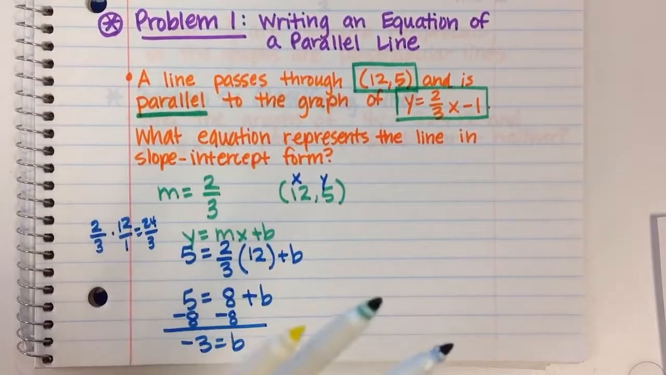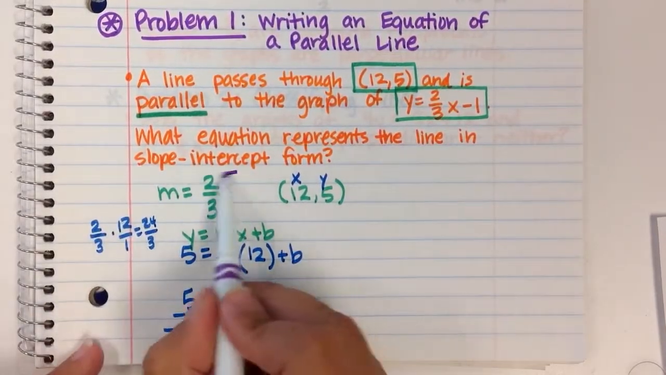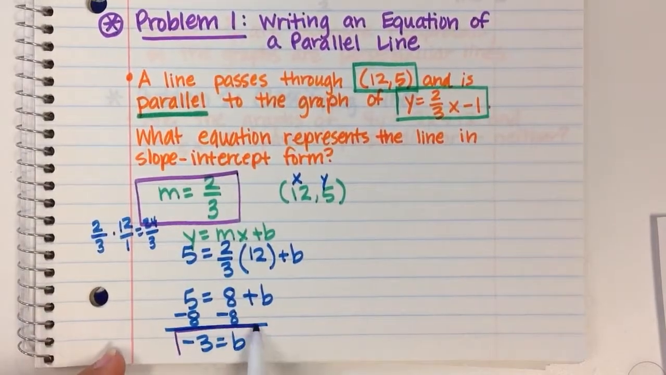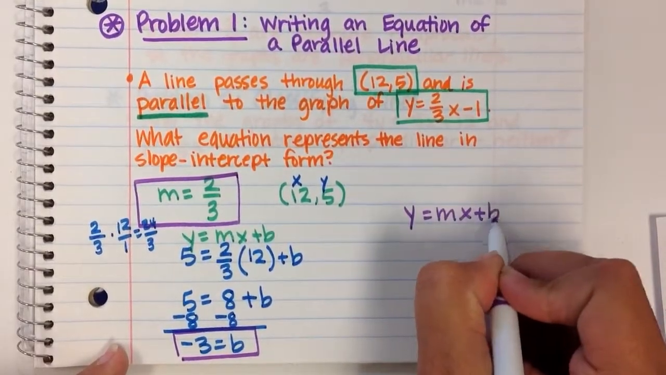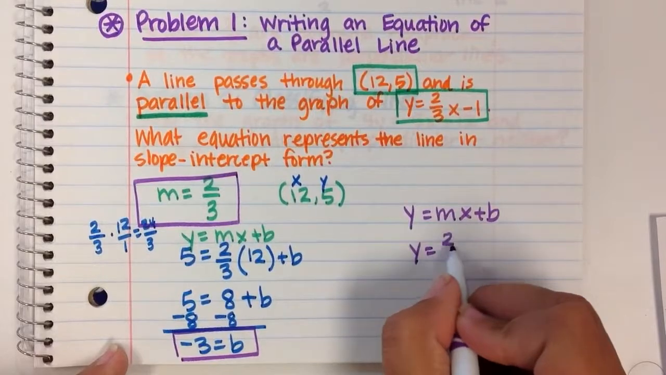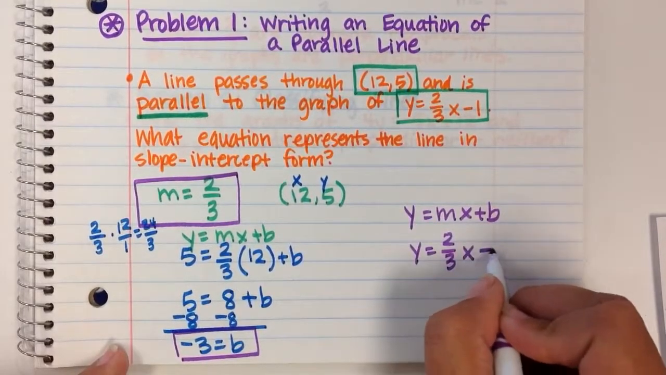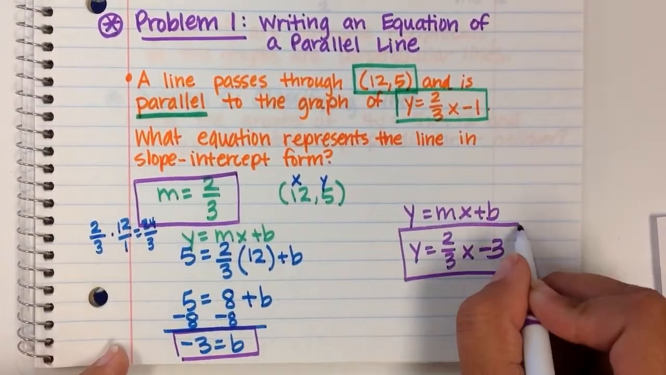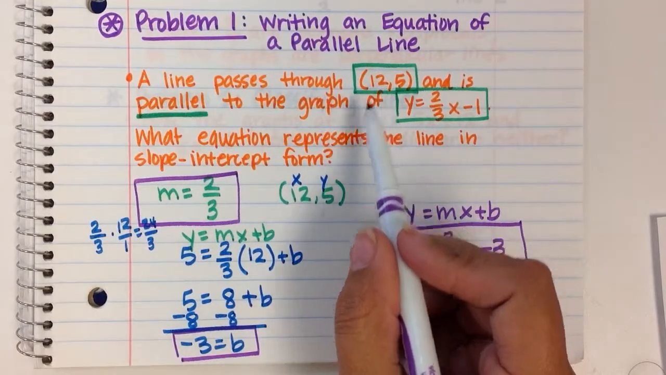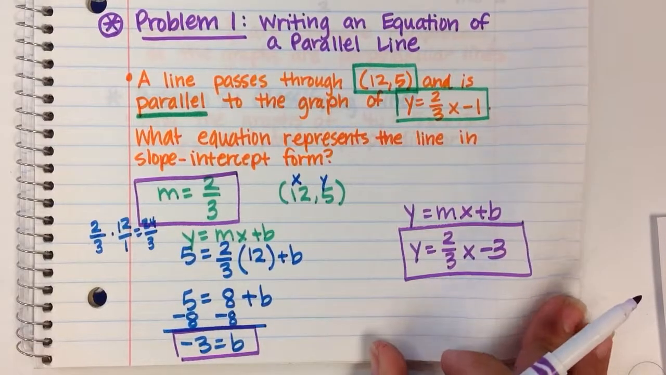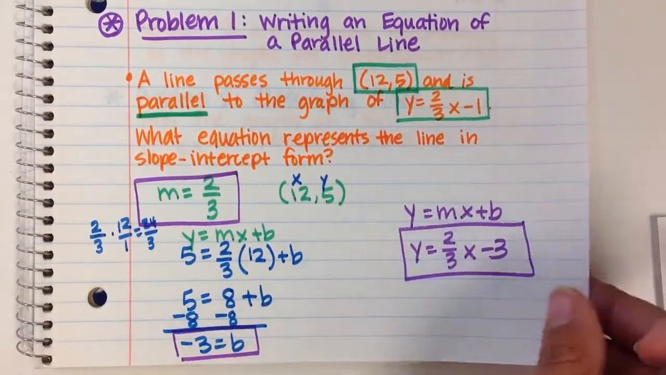So now I know the slope and b of the new line. So I can take y equals mx plus b. Y is equal to 2/3 x minus 3. And that's an equation of a line that is parallel to the given line. Okay? I know it passes through this point because I used that point to find b.